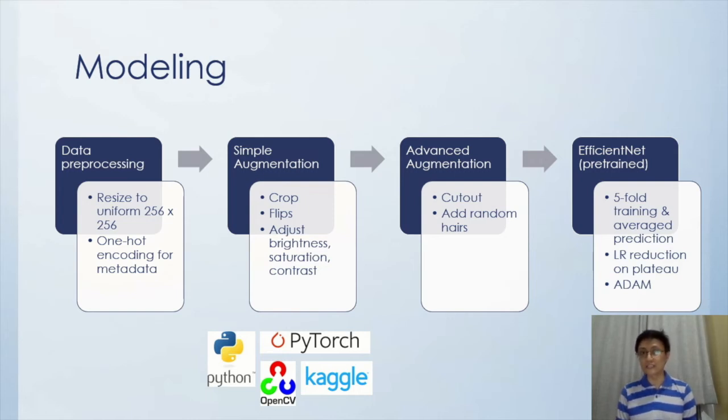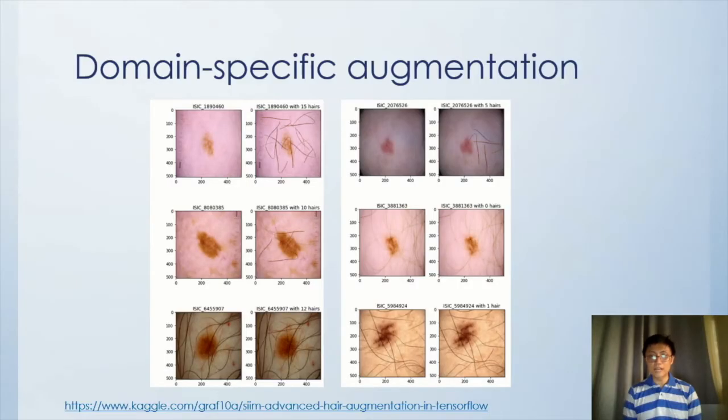We also do test time augmentation. That is, several augmentations of the same test image are averaged together so that we can achieve a sort of different looks in the same image so that we can get a better prediction. We've also used learning rate reduction on plateaus in the loss function, as well as the ADAM method of optimizing our parameters. This is the type of domain-specific augmentation that I personally am very excited about.